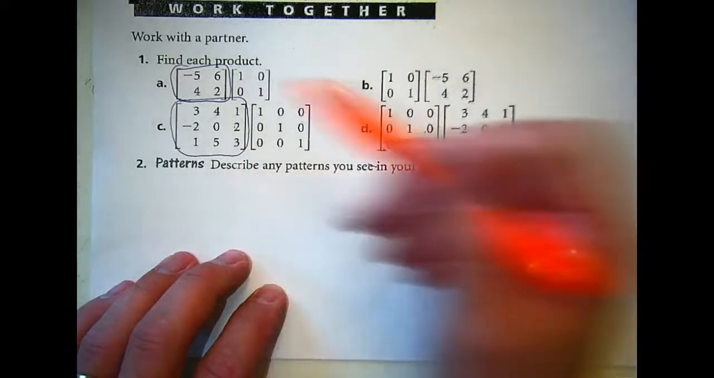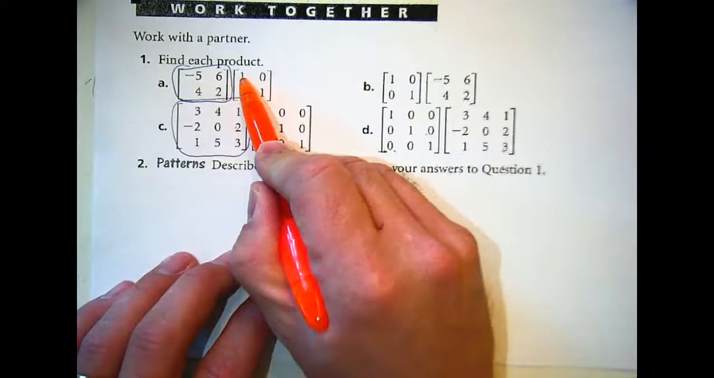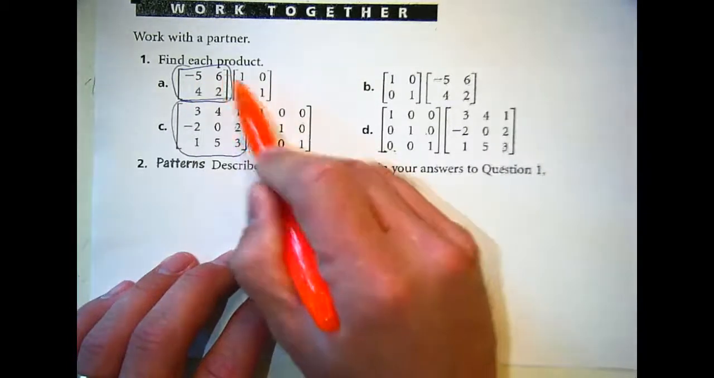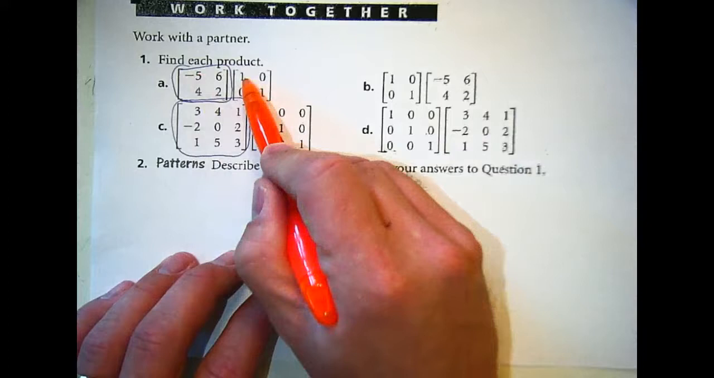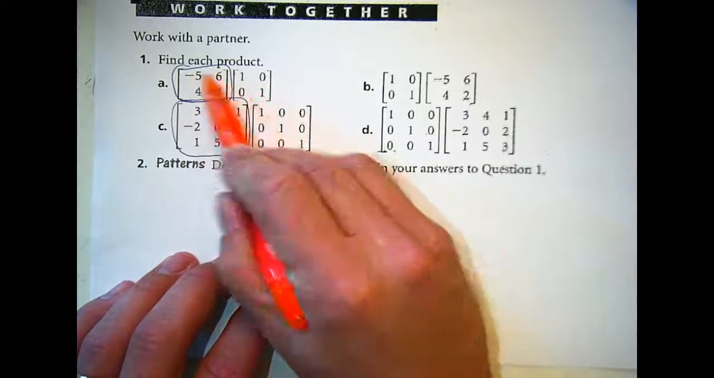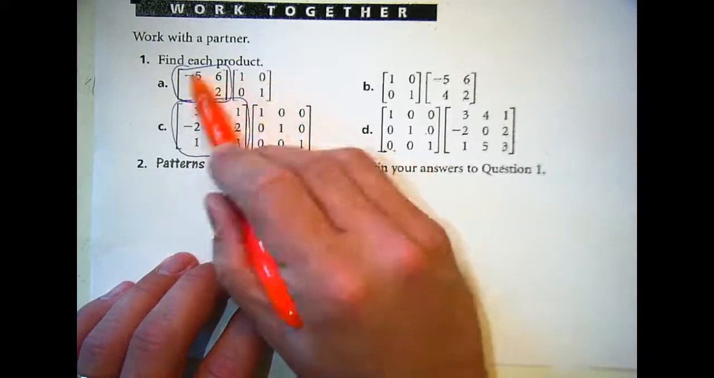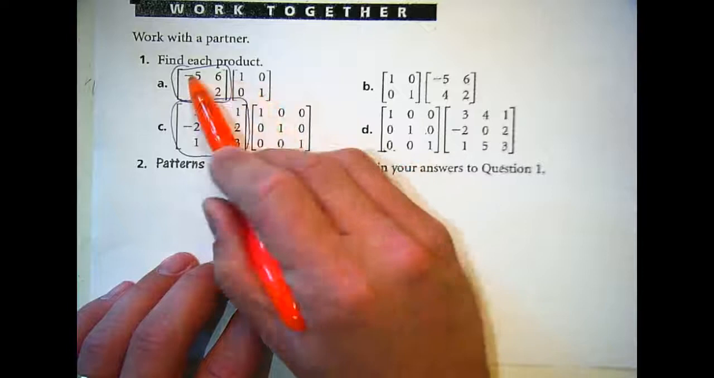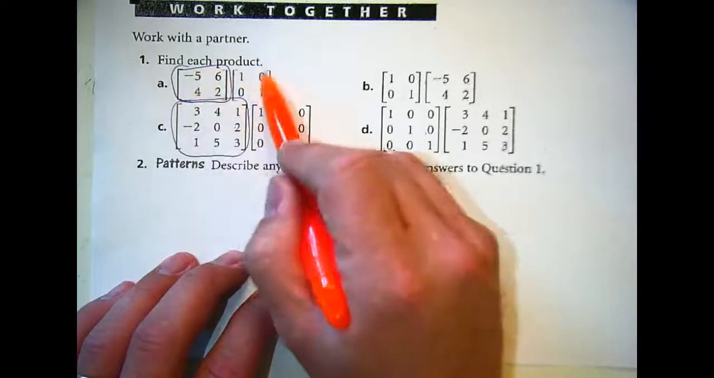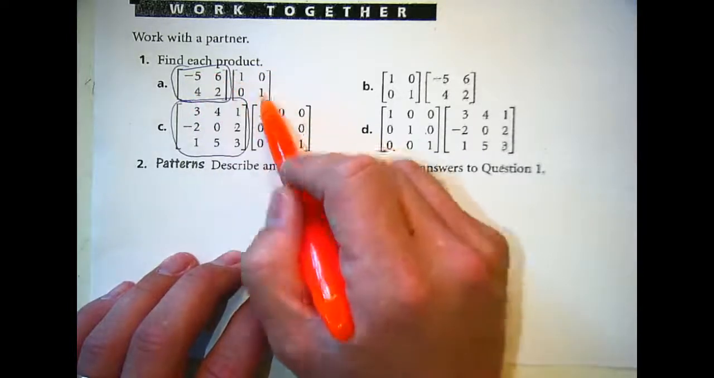It gives you the same thing. And hopefully you'd see that when you multiply. -5 times 1 is -5. 6 times 0 is 0. So when you add those, you end up going -5 plus 0. And then -5 times 0 is 0, and 6 times 1 is 6. So plus 6, that's 6.